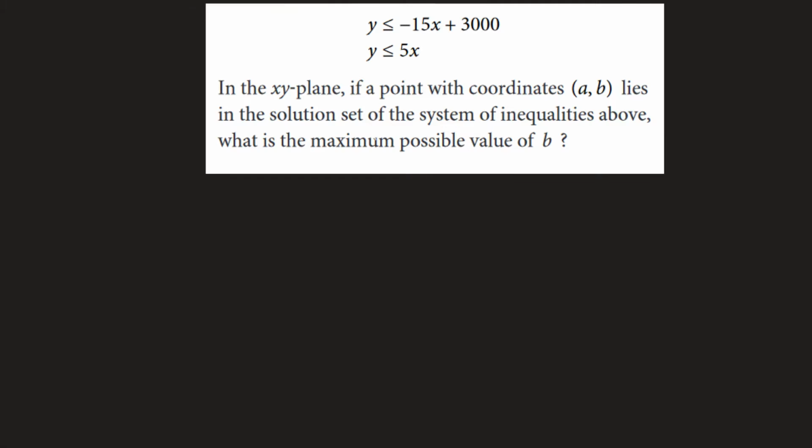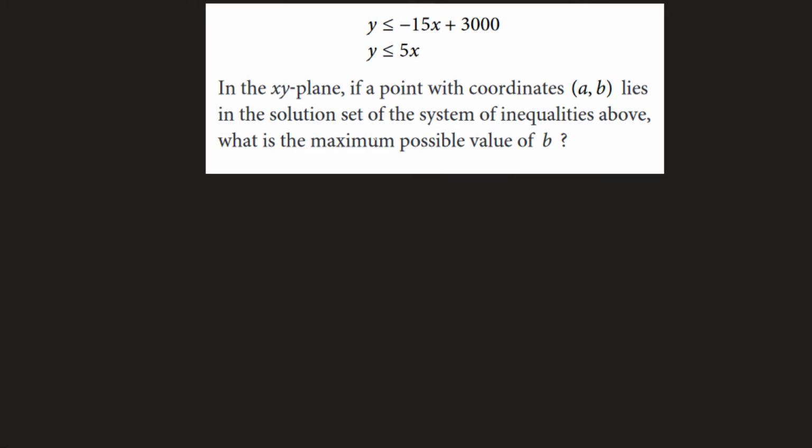This question comes from the website CollegeVine and is question number 1 of the 15 hardest SAT math questions. You're given two inequalities: y is less than or equal to negative 15x plus 3,000, and y is less than or equal to 5x. In the xy-plane, if a point with coordinates (a, b) lies in the solution set of the system of inequalities above, what is the maximum possible value of b?